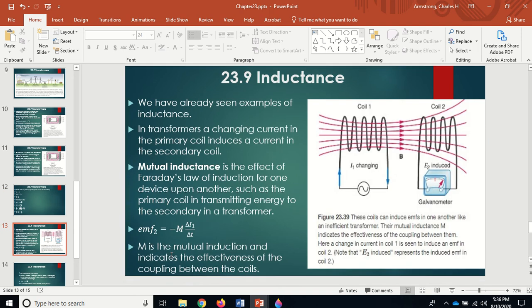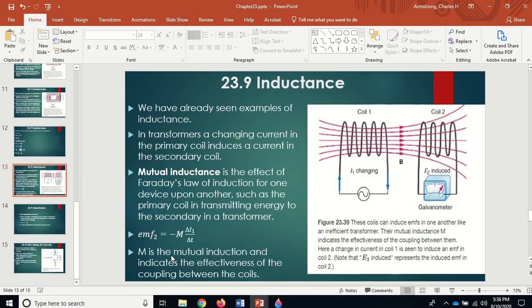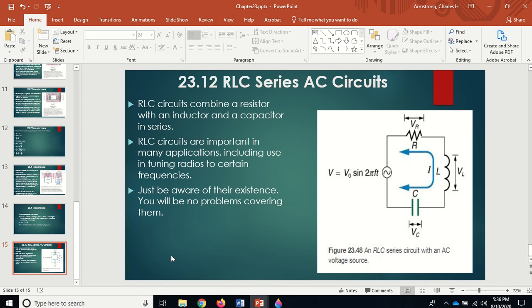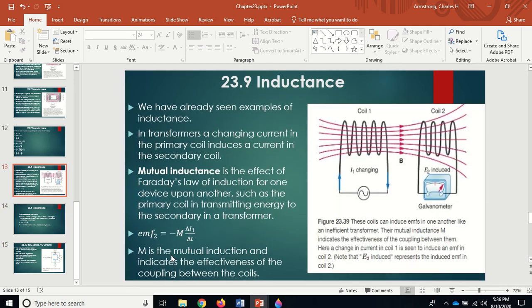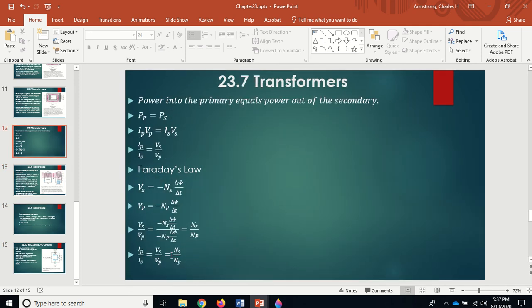Okay, induction, this is what we're not going to spend a lot of time on. Matter of fact, these are things I just want you to be aware of. We're not going to do anything on them. There's no problems on these.